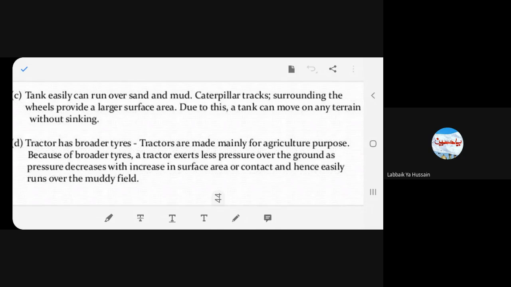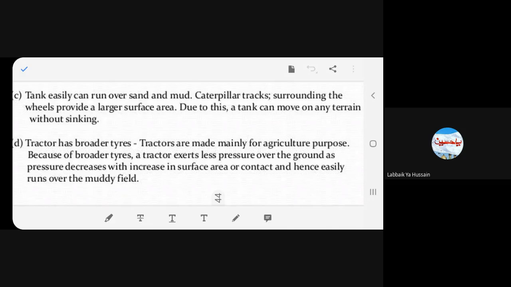Tanks can easily run over sand and mud. Caterpillar tracks surrounding the wheels provide a large surface area. Due to this, a tank can move on any terrain without sinking.